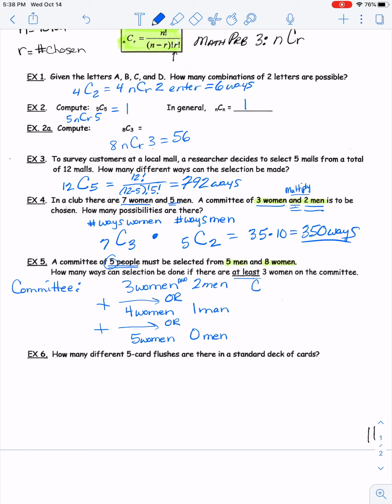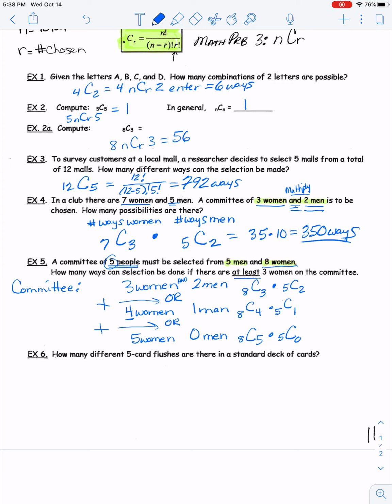All right, so let's take a look here. To choose women, there's 8 women in the group. So I have 8 women and I have to choose 3. And then I have 5 men and I choose 2. The second scenario is I have 8 women total, I need to select 4, choose 4. For the men, I have 5 men total and I'm choosing 1. And the last one is I have 8 women, choose 5, and then I have 5 men, choose 0.